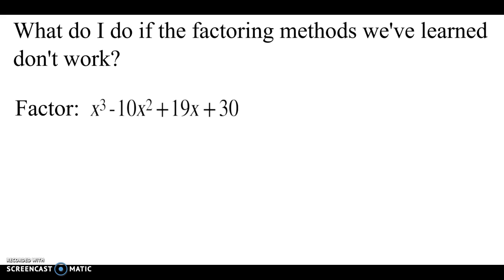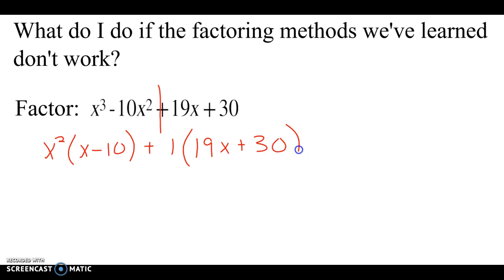If we split it in half, down the middle, what's the GCF for the first half? X squared, which leaves behind x minus 10. But then what about the next half? Technically, we can always factor out a 1, right? But 19 and 30 don't have anything else, which means my second binomial is 19x plus 30. So does factoring by grouping work? No. So grouping does not work.